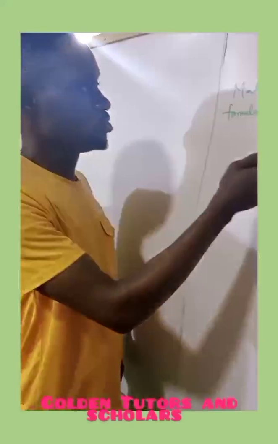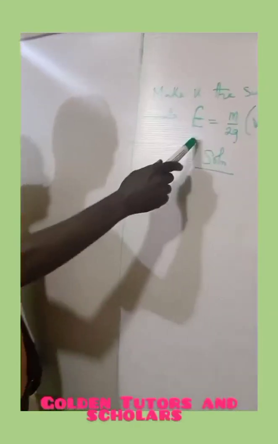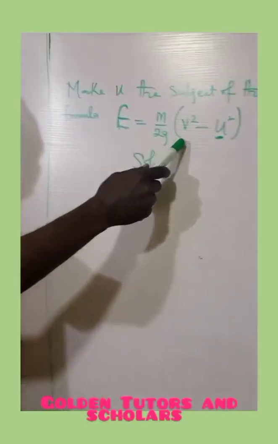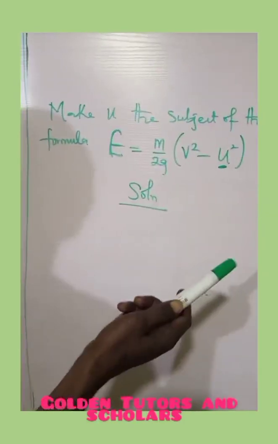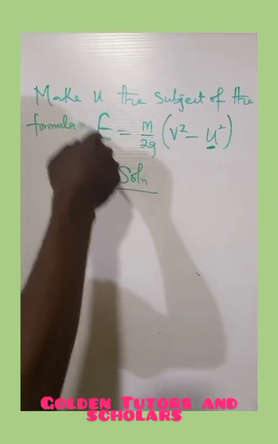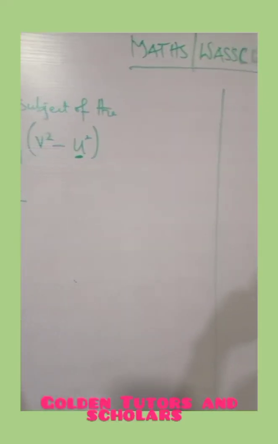You are asked to make u the subject of the formula. The formula as it stands is E equals m over 2g multiplying v squared minus u squared. E here, originally from the question, is the subject of the formula, but you are asked now to make u the subject of the formula.